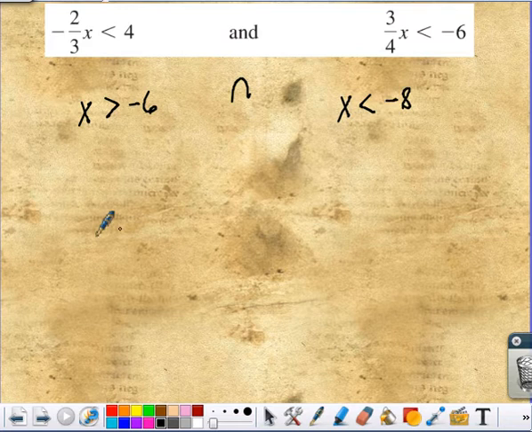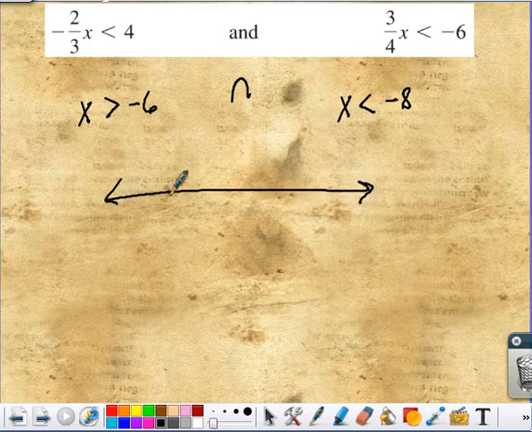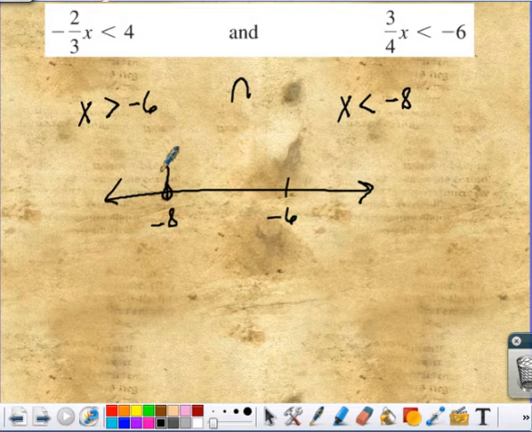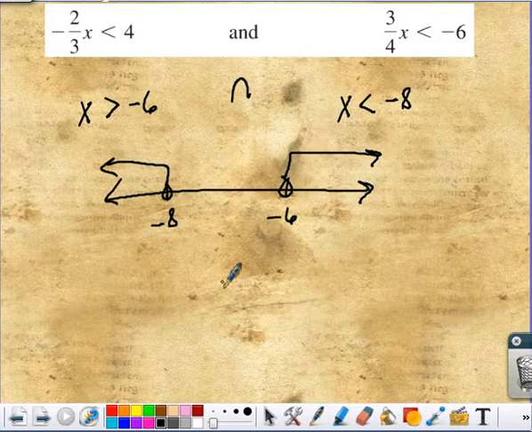So we're looking for intersection. Upside down U, that's intersection. We're intersecting all the numbers smaller than negative 8, bigger than negative 6. Smaller than negative 8, bigger than negative 6. There is no intersection. No solution.